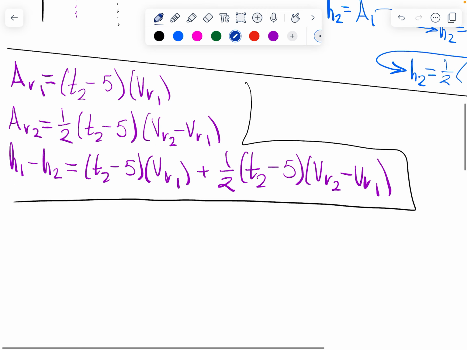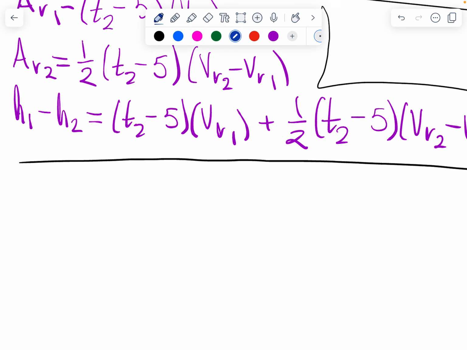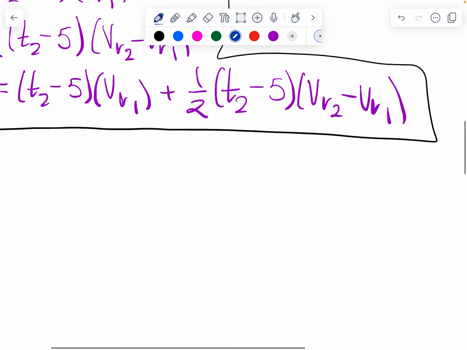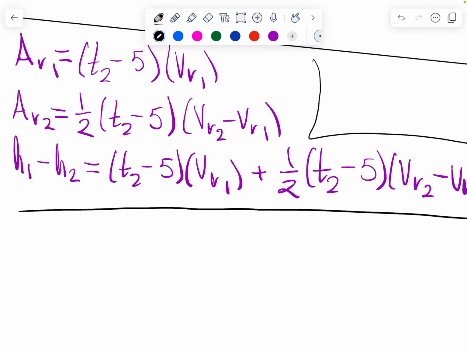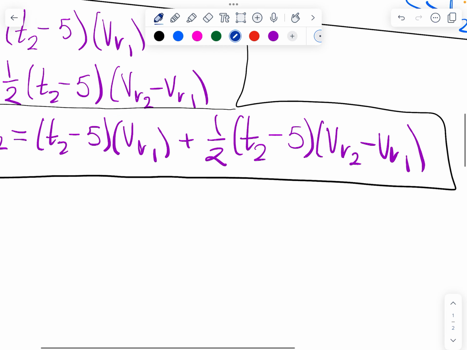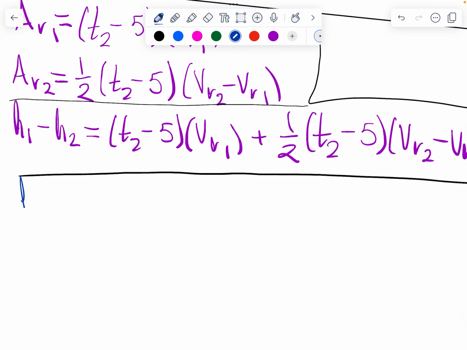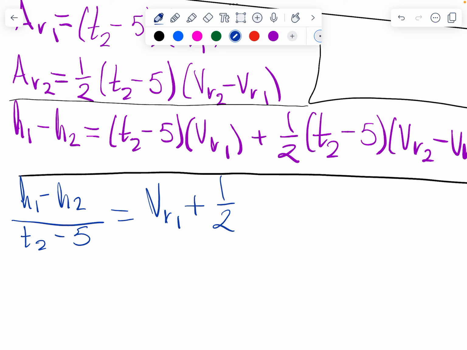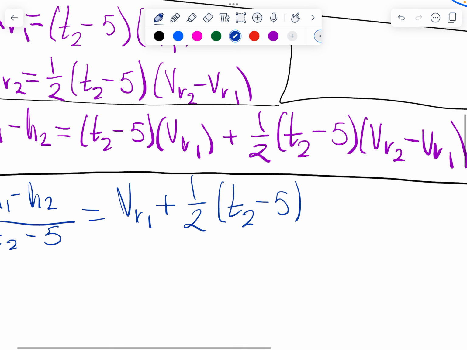Cool, let's do this in blue, make it more fun. So what we're going to do is look back at that bottom rectangle we just got and simplify it. We're going to divide by T2 minus 5 on each side to isolate VR1 and all that other stuff further. So (H1 minus H2) over (T2 minus 5) equals VR1 plus 1/2 times (T2 minus 5). That's what we got right there.